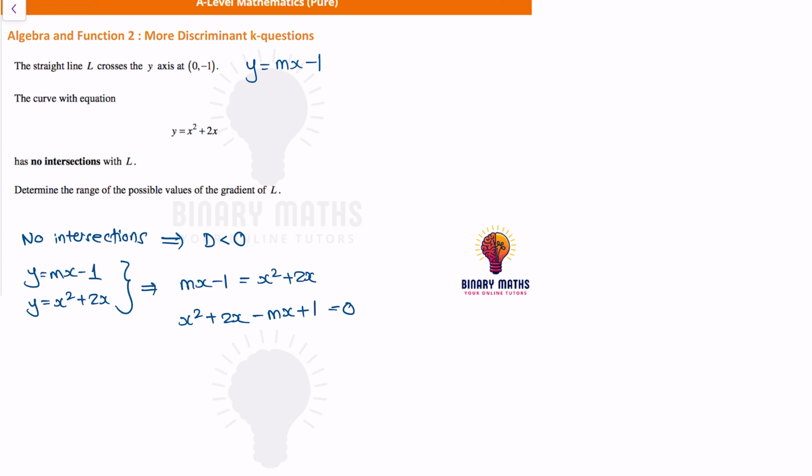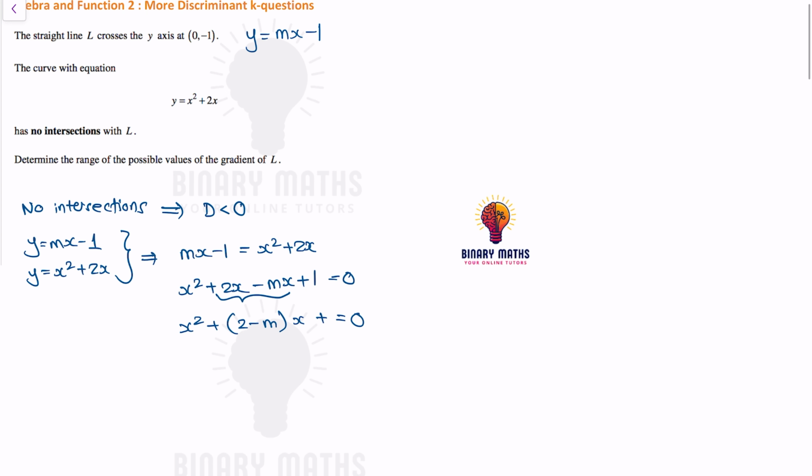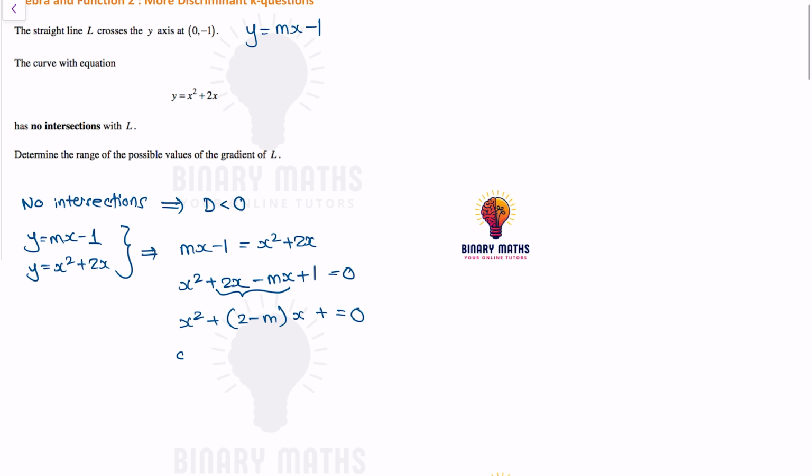So this is a combined function. Let's factorize the x out for the middle two terms. So I get x squared + (2 - m) lots of x, + 1 = 0. Now in this case, a = 1, the coefficient in front of x squared, b = 2 - m, and c = 1. Which means the discriminant is b squared - 4ac, which gives me (2 - m) squared - 4 times 1 times 1.